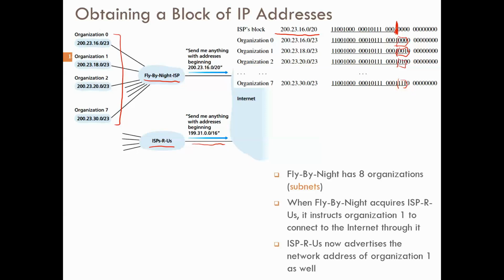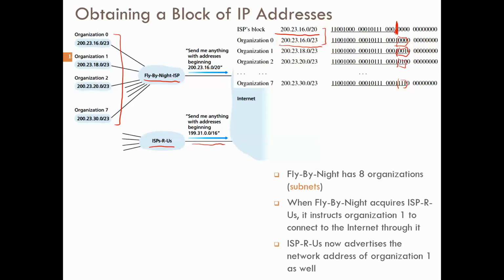This is why you will see here organization 0, which is subnet 0, has 200.23.16.0. Basically, you take all of that and convert it into decimal. You will see that organization 0 has the same address as the ISP itself, except that the subnet mask is different. So the entire block of the ISP, Fly-By-Night ISP, is 200.23.16.0/20, while that of organization 0 is 200.23.16.0/23. The subnet mask is different in this case, which is why routing information and networking information need not only the IP address, but also the subnet mask. The subnet mask is actually very important to the routers.